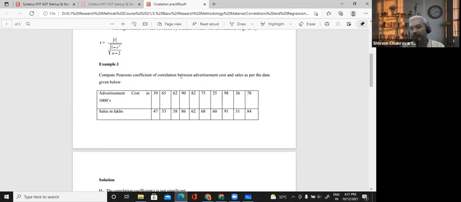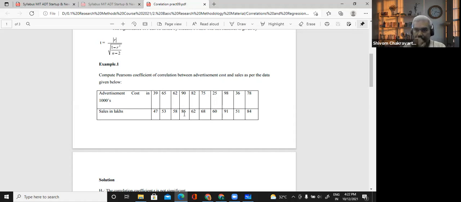Compute Pearson's coefficient of correlation between advertisement cost and sales as per the data given below. Advertisement cost in thousands, 39,000, 65,000 is given, and sales in lakhs, 47 lakhs, 53 lakhs, and so on. It is given. So could you calculate the correlation coefficient?